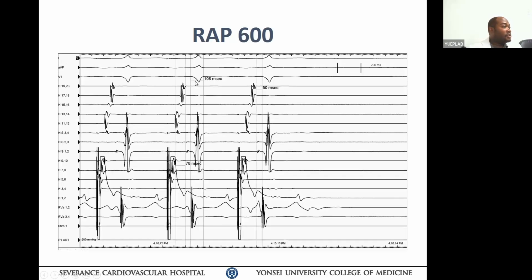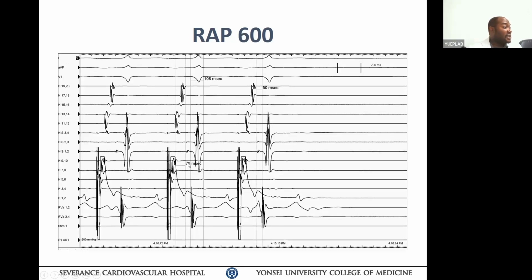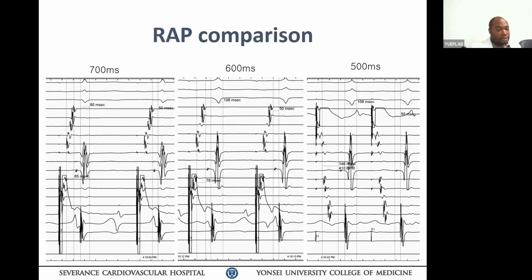But then here we see that the QRS duration prolongs by about 20 milliseconds without any change in the HV interval. And then the AH interval increases from 65 at RAP 700 to 78, which is expected with the normal AV nodal function as we increase the pacing rate. So this is just to compare the EGM morphology or the QRS morphology and AV conduction at different RAP cycle lengths.